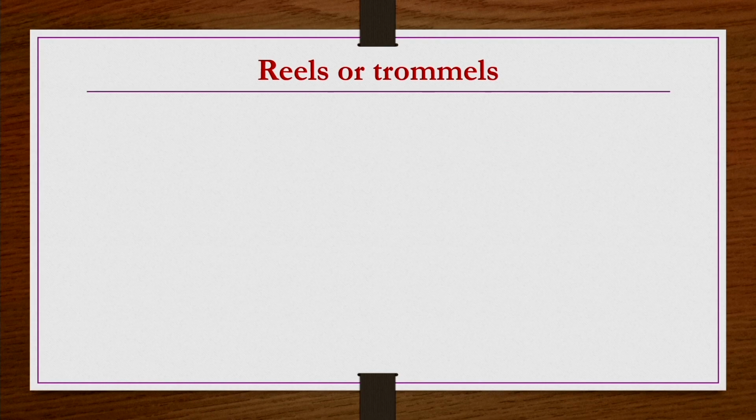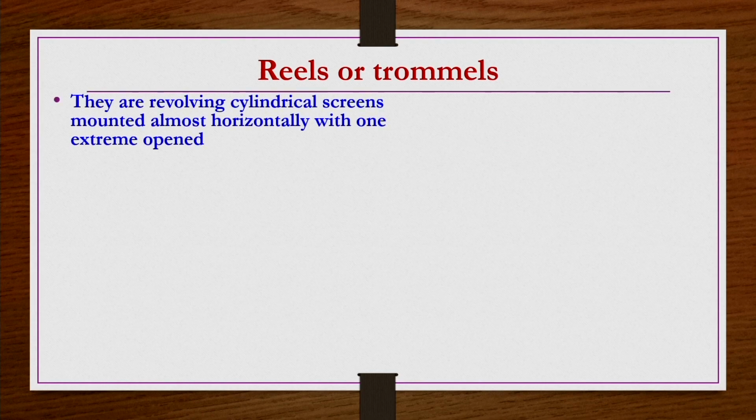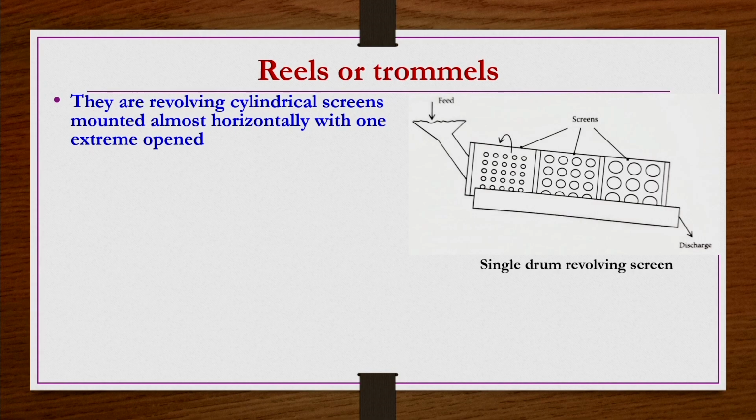Next one is reels or trommels. They are usually revolving cylindrical screens mounted almost horizontally with one extreme open, as shown here. We have a single drum revolving screen here, and we can have a multiple drum revolving screen also. On one particular drum we have different screens covered: the finer one, then the medium one, then the coarsest one. The feed comes from here, and based on the screen opening the material is collected and taken as discharge.